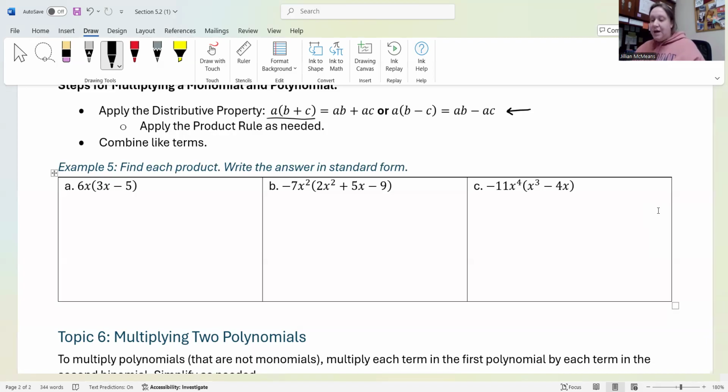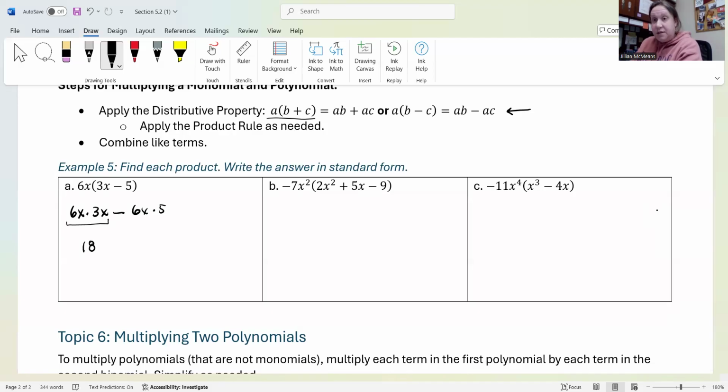So first we have A, which is, like I said, 6x times (3x minus 5). So I want to take 6x times 3x, and I want to take 6x times negative 5. Now, when I multiply a positive and a negative, it's going to be a negative product. So I just go ahead and write that as minus 6x times 5. So now what we really have is just multiplying two different sets of monomials. So looking right here, we multiply the coefficients. So 6 times 3 is 18.